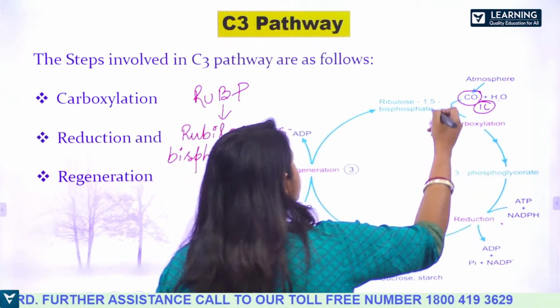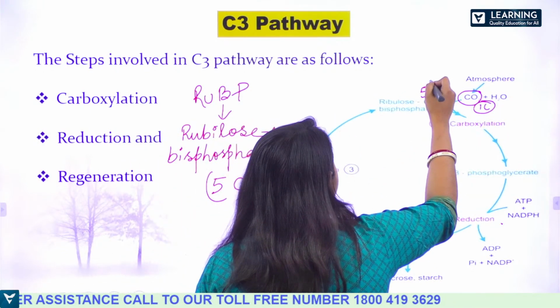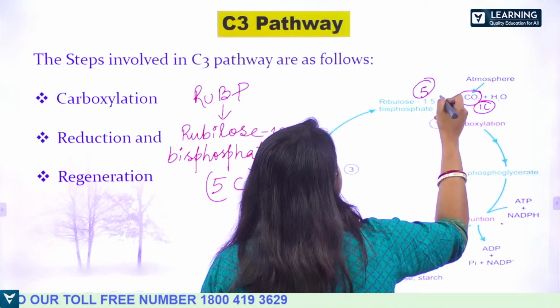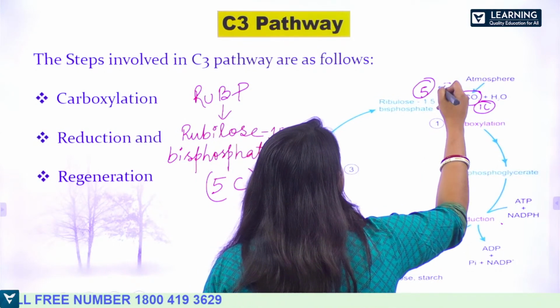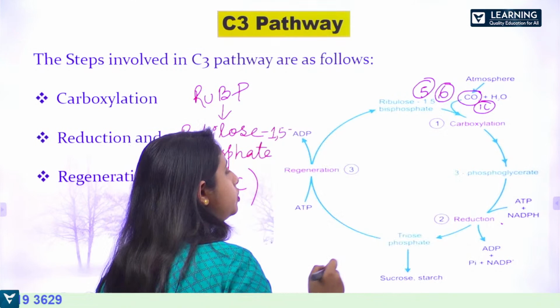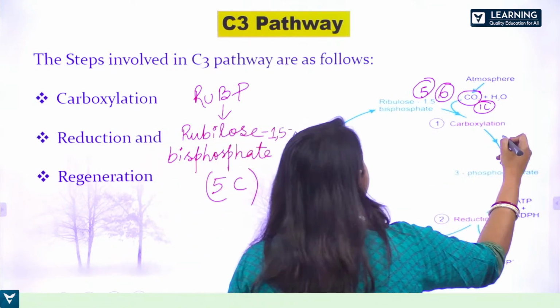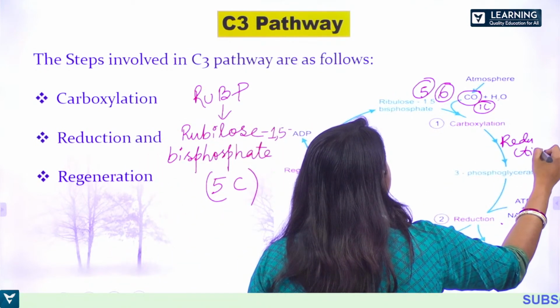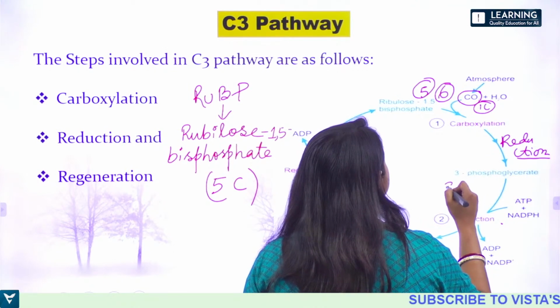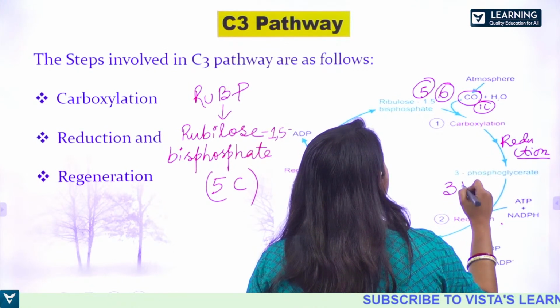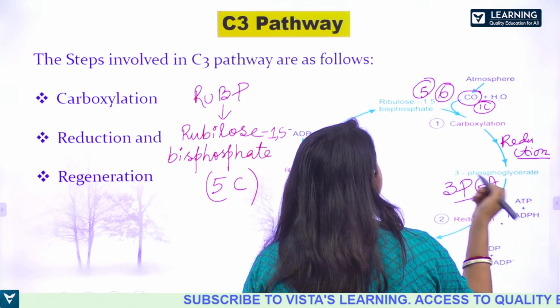So it is coming and combining here, isn't it? So it is forming what? A 6 carbon molecule. It is further reduced, right? Here reduction is taking place. It is reduced to a 3 carbon molecule, where phosphoglyceric acid is being formed.